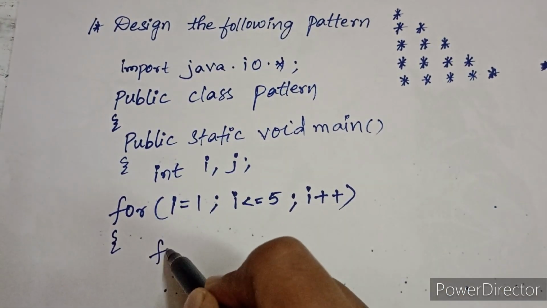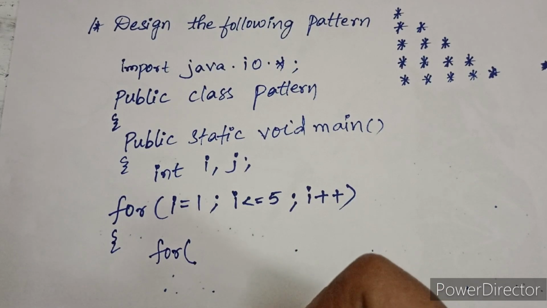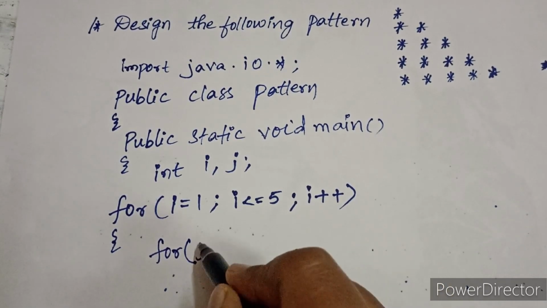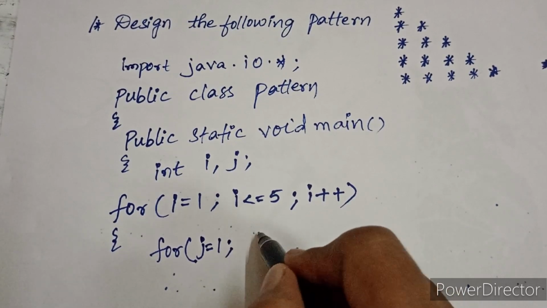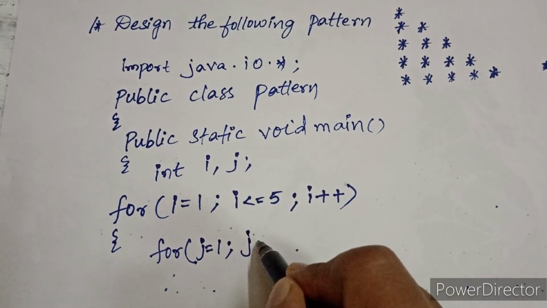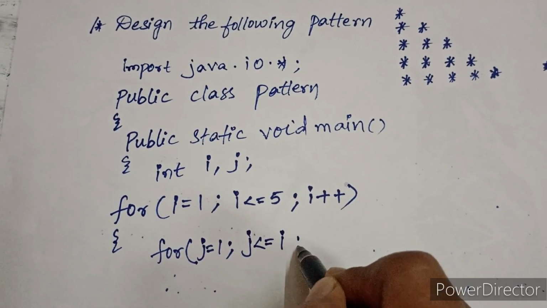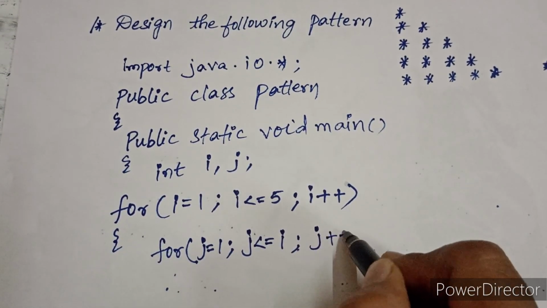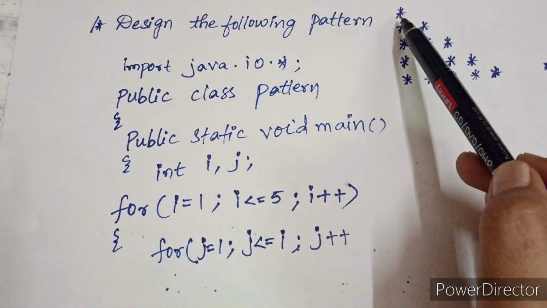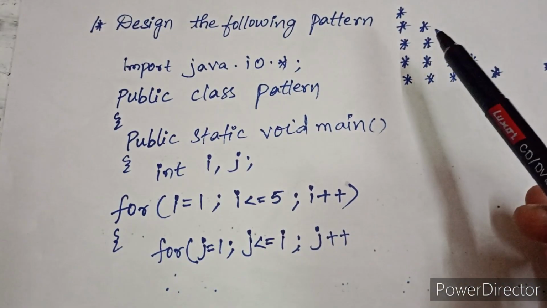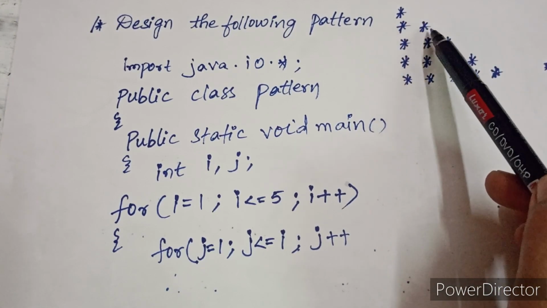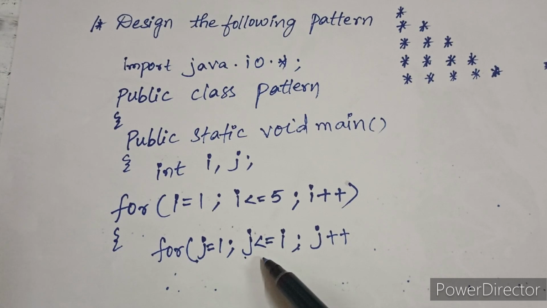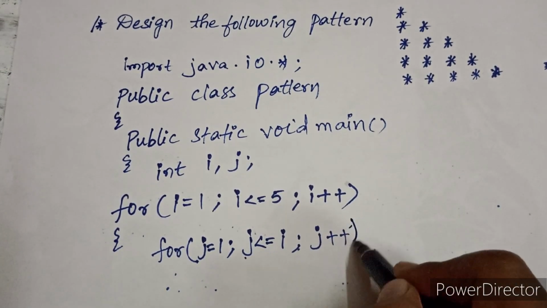For i equal to 1, i is less than or equal to 5, i plus plus. Then you are using the inner loop, for j equal to 1, which means it must begin displaying from the first column. j is less than or equal to i. What is my limit? It will be the number of rows. Here the number of rows will be the number of columns it is displaying. In first row, first column; second row, second column. So I am writing the limit: column must be less than or equal to rows.